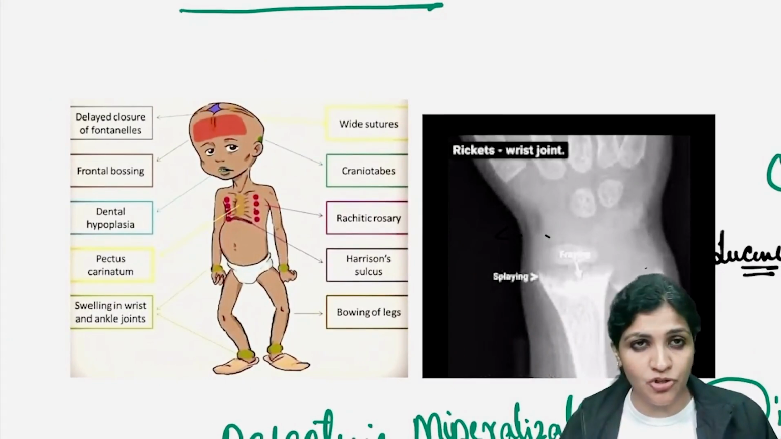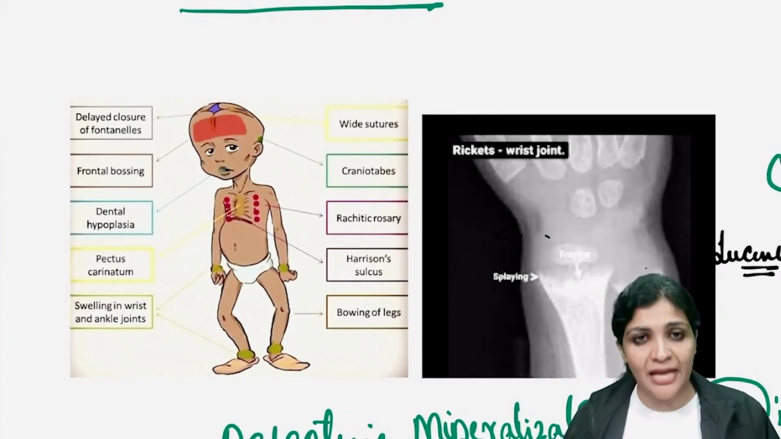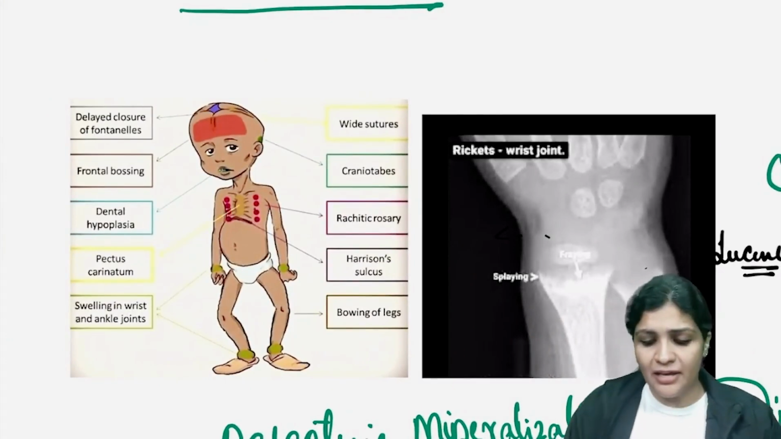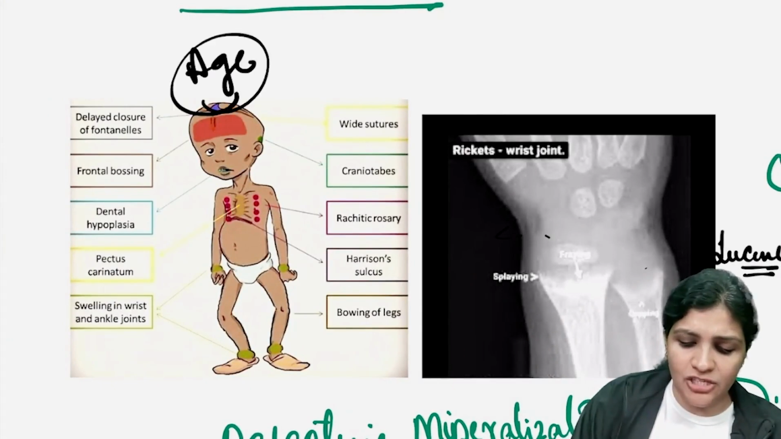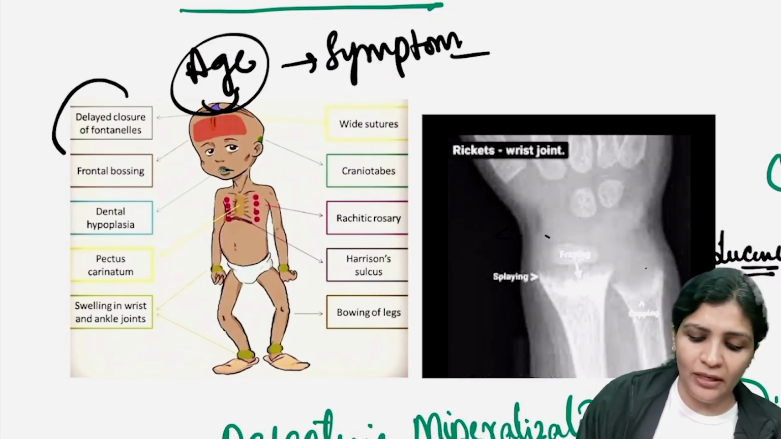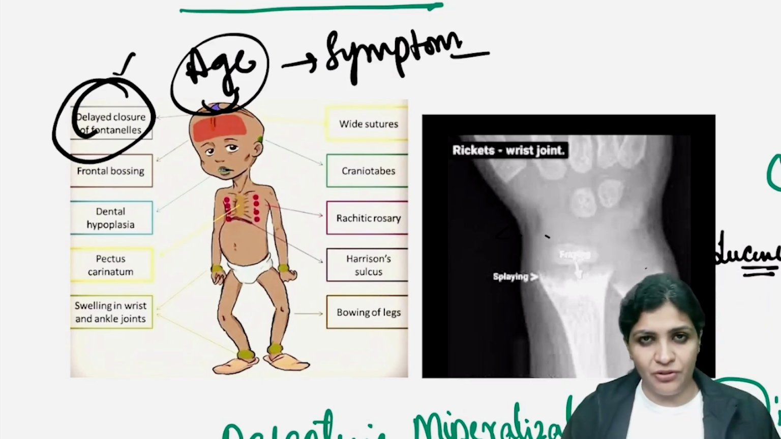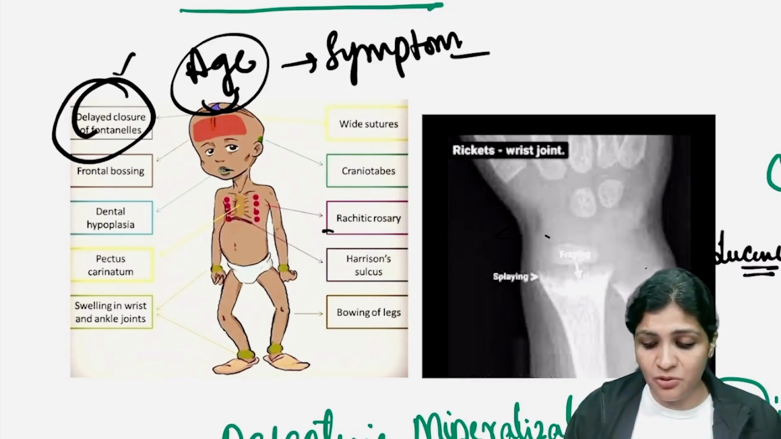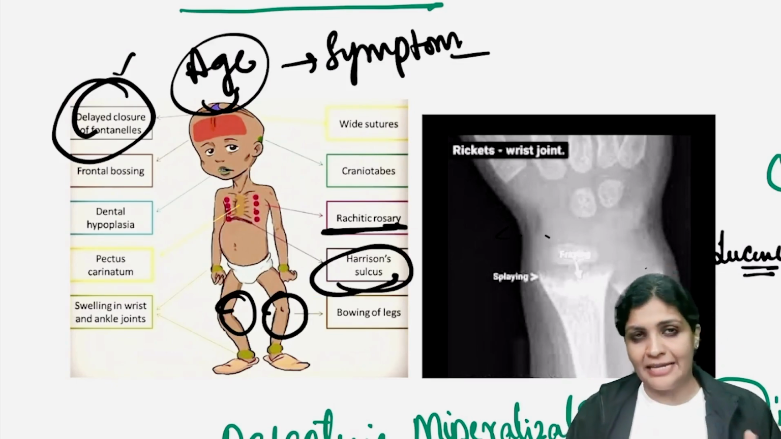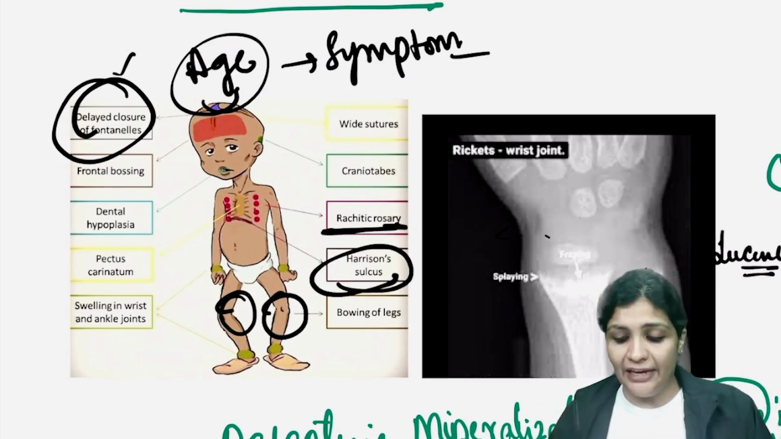There will be delayed closure of the fontanelle, frontal bossing, and swelling, the rachitic rosary. This all depends upon the age, which leads to these symptoms. If it is a neonate, the only thing we see is delayed closure of the fontanelles. If he is about 3 years, you see the rachitic rosary, bowing of the legs, the Harrison sulcus and so on, depending upon the age of the patient.